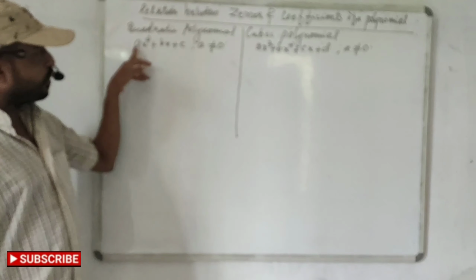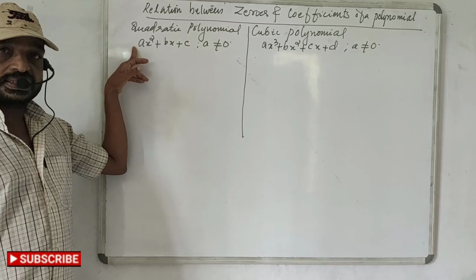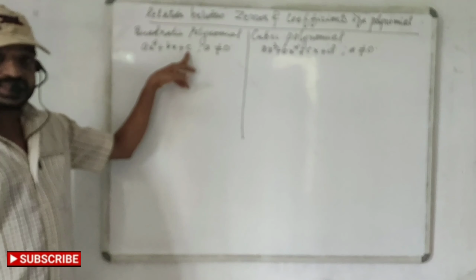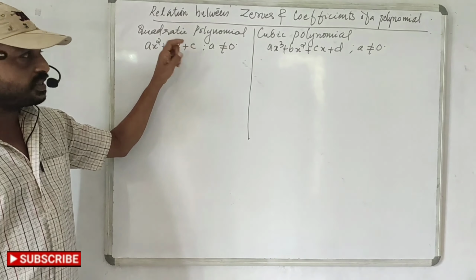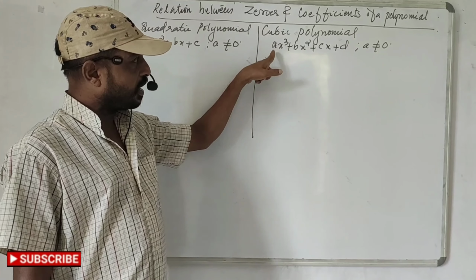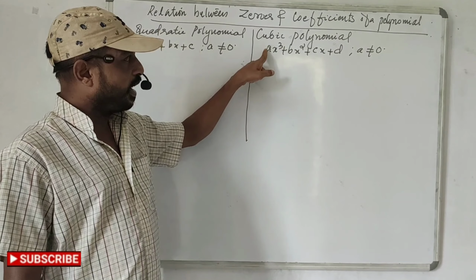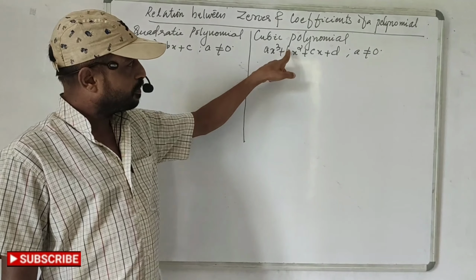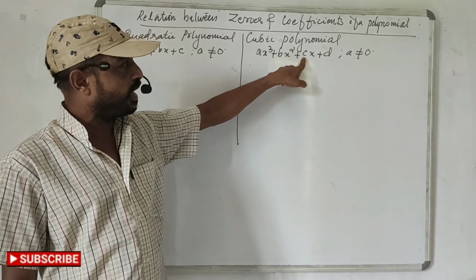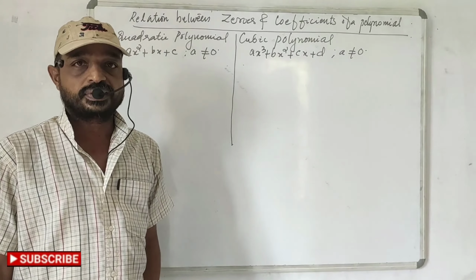So here what are the coefficients? a is the coefficient of x square, b is the coefficient of x, and c is the constant term, that is the term independent of x. So here the coefficients are a, b, c and d. a is the coefficient of x cube, b is the coefficient of x square, c is the coefficient of x, and d is the constant term, that is the term independent of x.